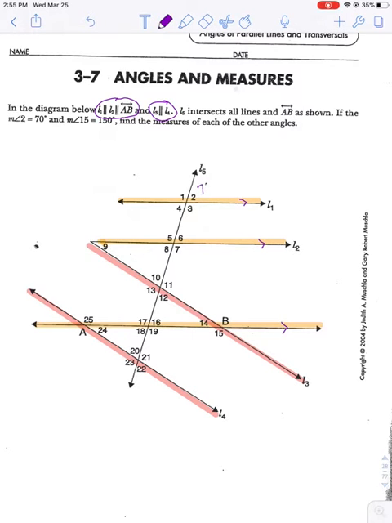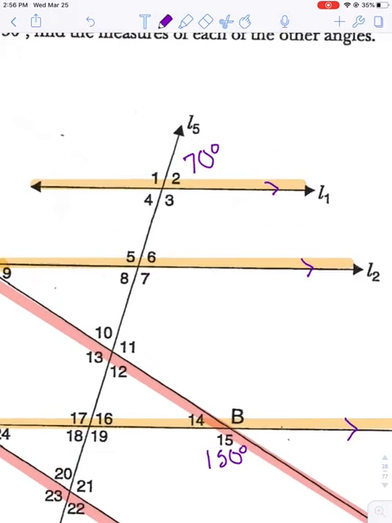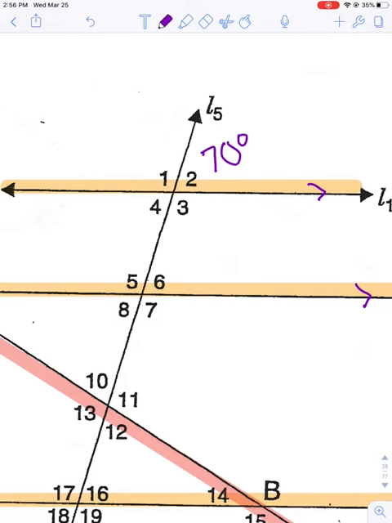And then it tells me that angle 2 is 70 degrees, and angle 15 is 150 degrees. Find everything else. All right, I will do that. I'm going to start with my vertical and supplementary angles within a cluster. I think that's the easiest way to start.